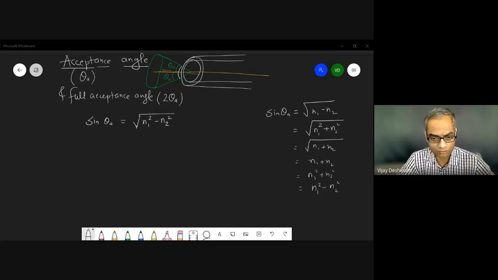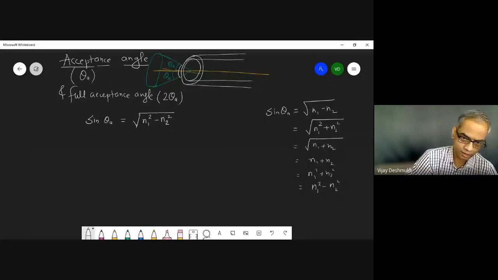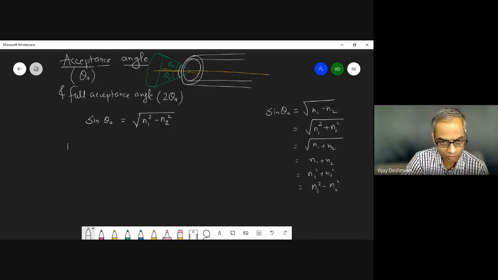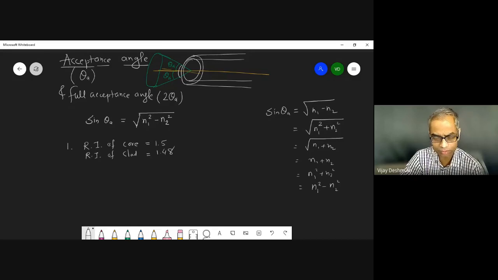So let us take the first numerical. Just write it down in your book. Number 1, for example, the refractive index of core is say 1.5, and the refractive index of clad is suppose 1.48. These are the typical values. So what is the acceptance angle? You have to find out the acceptance angle.